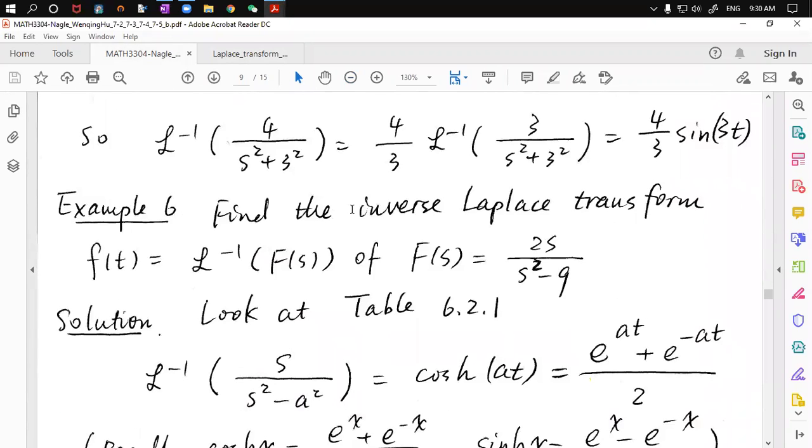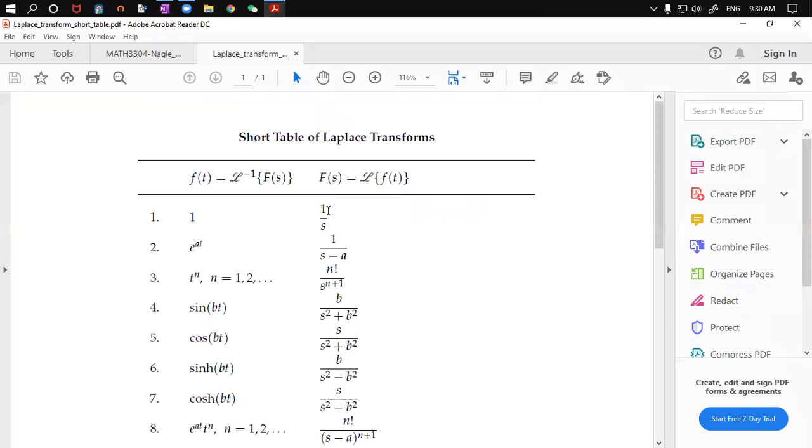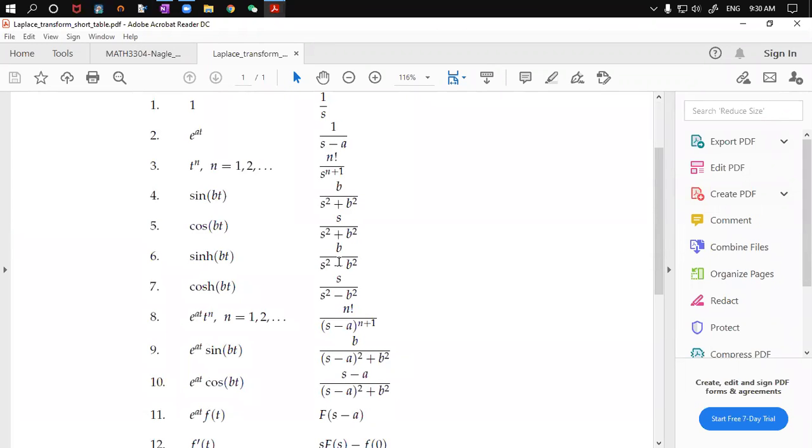For example, here, can you find the inverse Laplace transform of this function, 2s/(s² − 9)? So what should I do? Well, again, you should look at the table. Which one has a denominator like s squared minus something? It must be either 6 or 7, right?